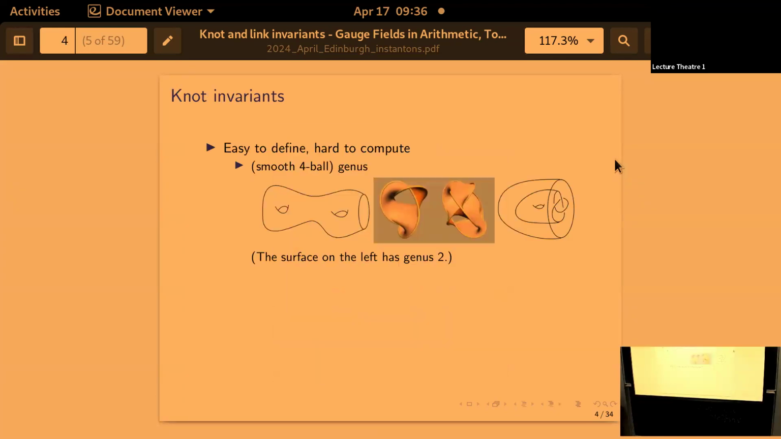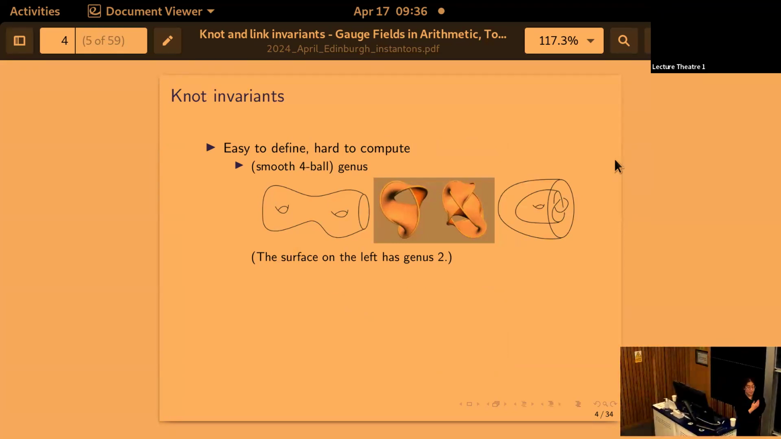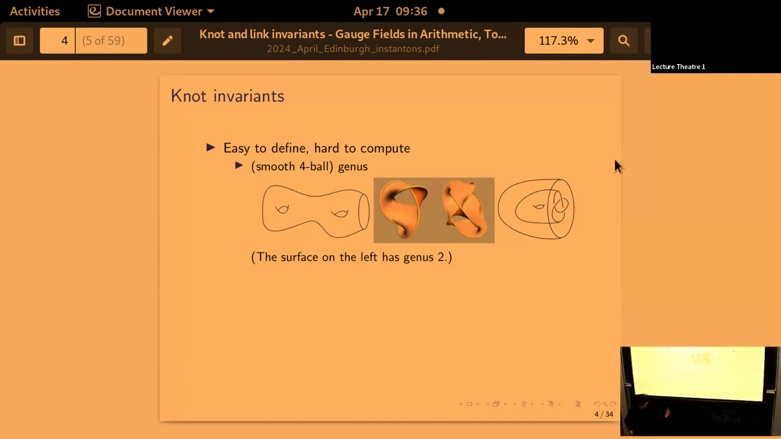Okay, so what I want to talk about are some knot invariants. People say there are basically two kinds of knot invariants. There are the kinds that are easy to define but hard to compute. An example of that is what's called the smooth four-ball genus, which basically says if you have your knot sitting in S3, which is the boundary of B4, you can ask what kinds of surfaces inside the B4 it can bound. This is a little different from the Seifert surface that Allison was telling you about, because the Seifert surface is sitting in S3, right? But here we're allowed to go into the B4.